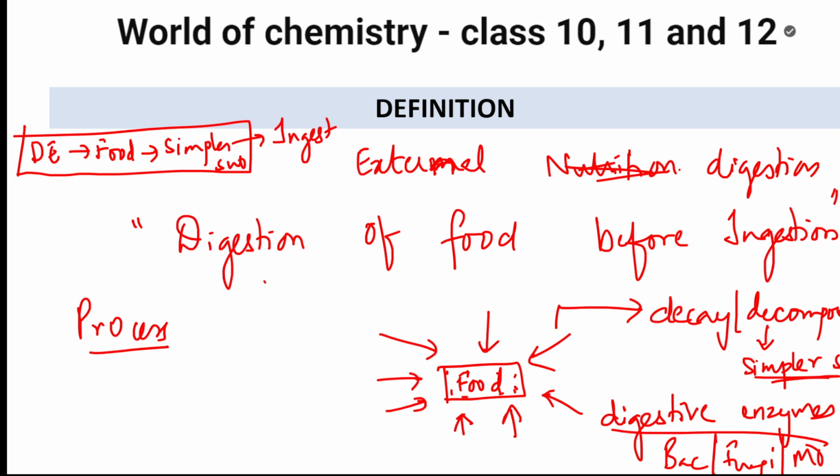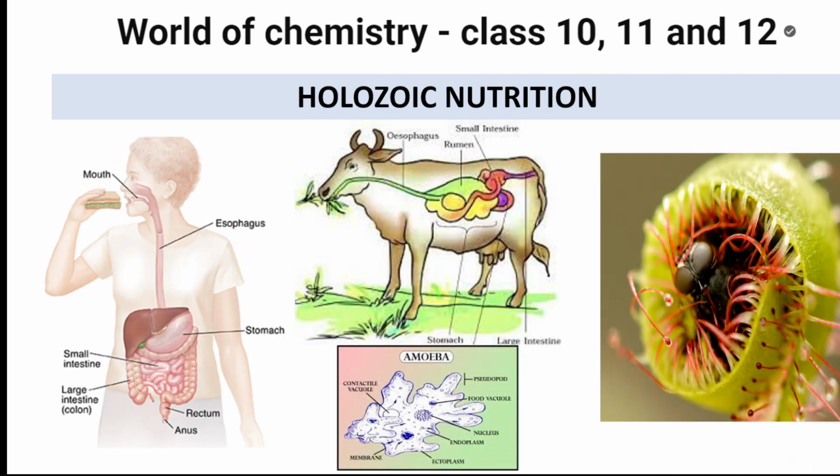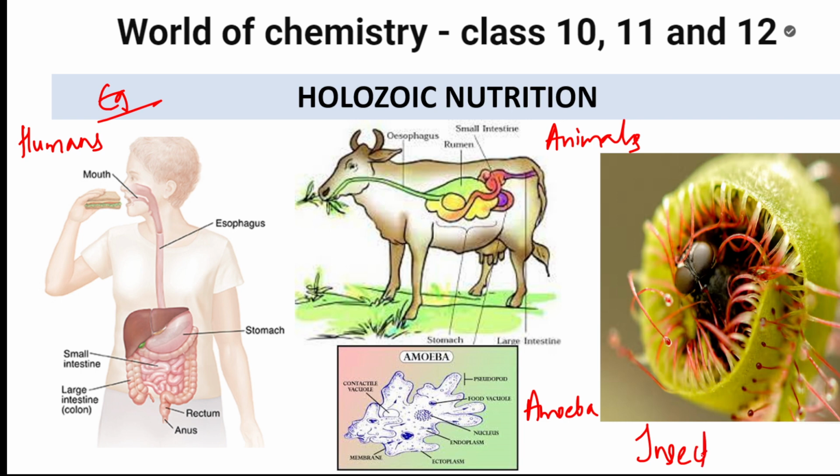Easy? Okay. Now let's start with holozoic nutrition. This is a beautiful image. What are you observing? Holozoic, engulfing. So the first example of holozoic is the human being. Humans show holozoic nutrition. Examples are important. Then you're seeing animals, holozoic. Then amoeba, holozoic. Then insectivorous plants, or carnivorous plants. These are all examples of holozoic.